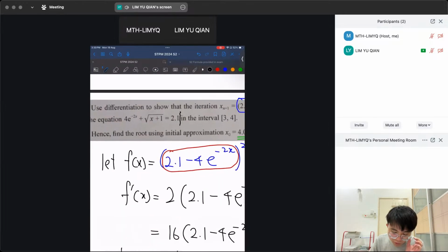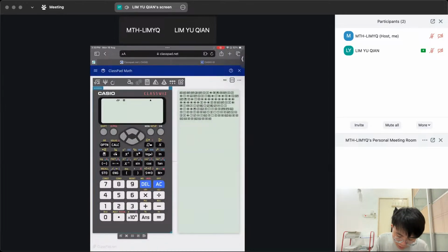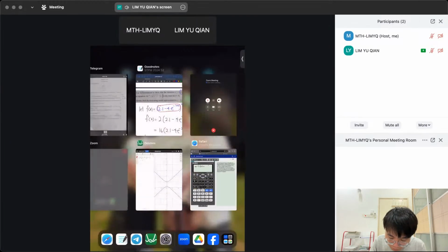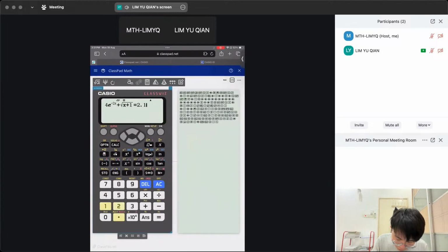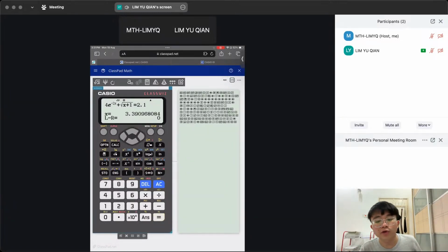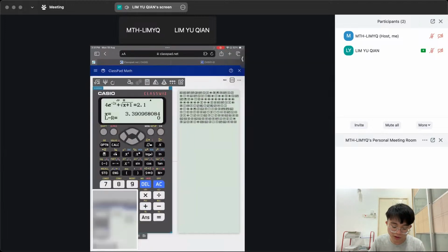So let's say this equation: 4e^(-2x) plus square root of x plus 1, equal to 2.1. If you press shift calculate, which means solve, you put 4. Let's see whether you get the value or not. So 3.391, 3.391. That is to check whether you are calculating correctly or not.